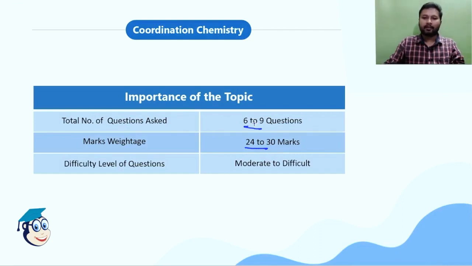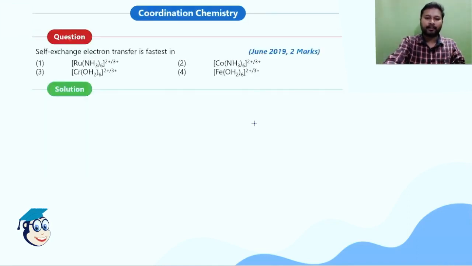The difficulty level varies from moderate to difficult, depending upon what kind of question is asked and the way in which it is asked. That makes the question difficult, although there is nothing very difficult in this topic. It's just the way of asking, and the way you understand the question, that makes it moderate or difficult, right? So having said that, let's start with the first question.